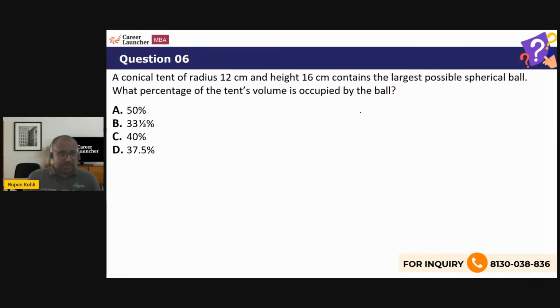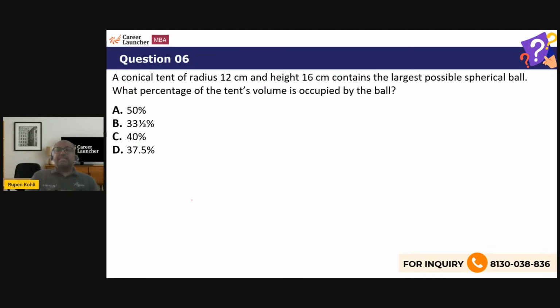Okay, something again on cone and sphere. Let's see. A conical tent of radius 12 centimeter and height 16 centimeter contains the largest possible spherical ball. In the previous question the ball was resting on the cylinder, but in this case it is completely inside it. A conical tent contains the largest spherical ball, means it is inside the tent. What percentage of the tent's volume is occupied by the ball?